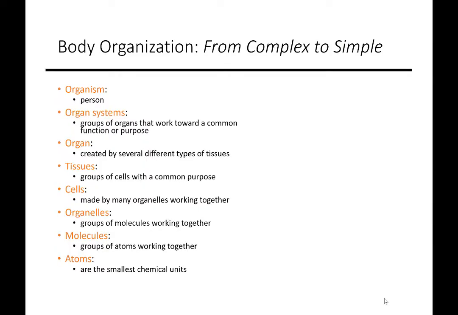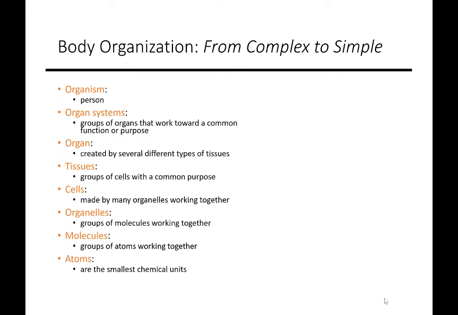So from complex to simple, and I think it's easier to go from simple to complex. So let's start at the bottom of the page, and this is how our bodies are organized. Start with the basic elements, which are atoms. You get a couple of those together, that becomes molecules. Molecules then can be formed to create organelles, which are subgroups within a larger cell. Common cells are grouped together in tissues. We will learn about the four main tissue types in the next chapter.